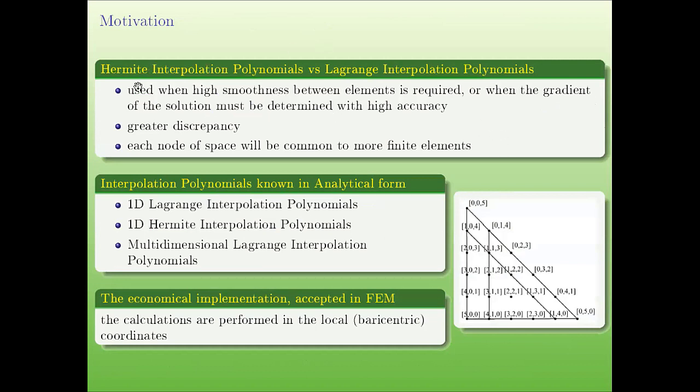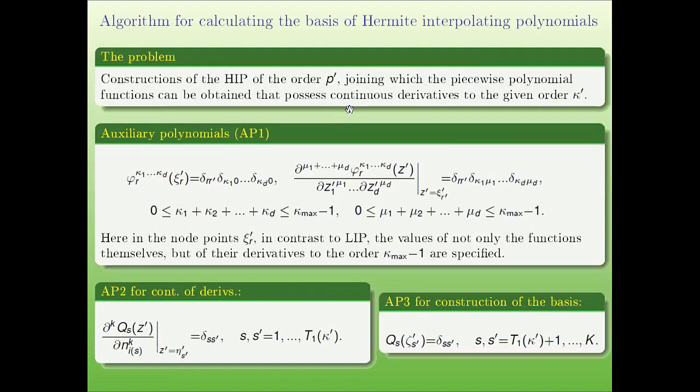It is used when high smoothness between the elements is needed. The second advantage is that each node of the space will be common to more finite elements. The algorithm is based on the analytical construction of one-dimensional Lagrange and Hermite interpolation polynomials and the multidimensional Lagrange interpolation polynomial, which is known in analytical form. For example, in the two-dimensional case, the Lagrange interpolation polynomial equal to 1 is the product of the equations of the lines presented in this figure. The problem is the construction of the Hermite interpolation polynomial, with which a piecewise function can be obtained that possesses continuous derivatives.